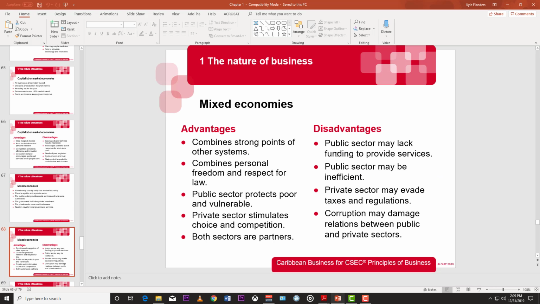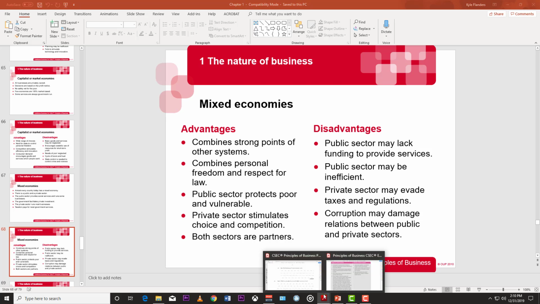The public sector may lack funding to provide services, so the government might not have enough money to provide all the services necessary, so that's a bad thing. The public sector may be inefficient. So again, the government system might be inefficient, and anybody who goes and conducts business with government knows this. They are very inefficient. Next disadvantage, private sector may evade taxes and regulations. And the next one is corruption may damage the relationship between public and private sector. So a lot of corruption occurs within the private sector.